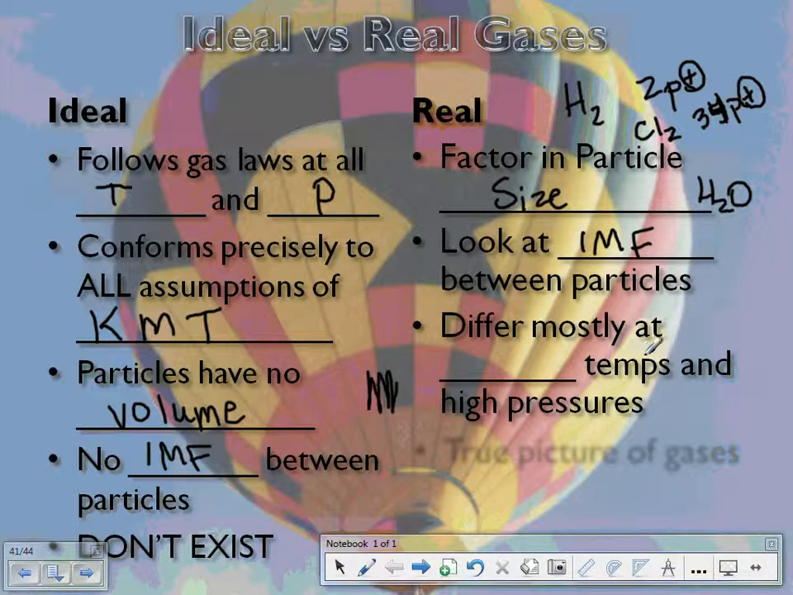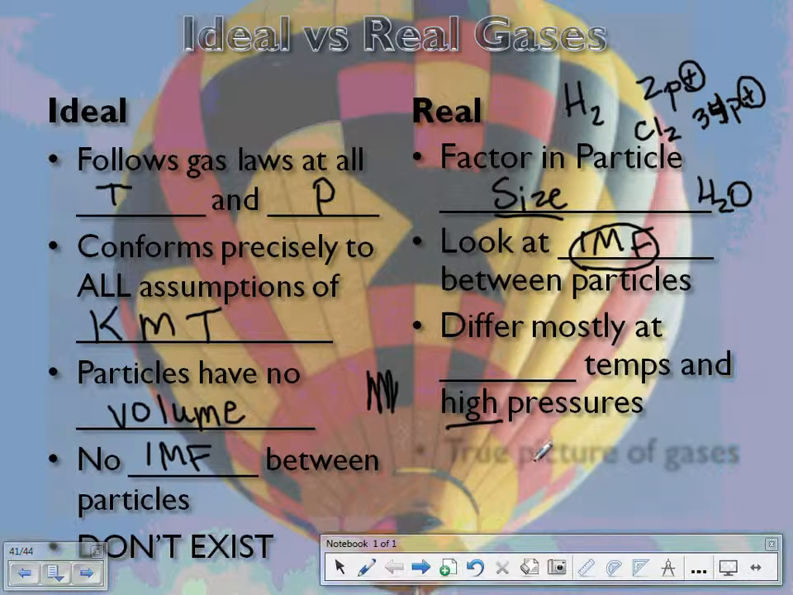Okay, so when would an ideal gas be most different? If we could get the particles really close together, then we would be increasing IMFs, right? And then the particle size would be a bigger factor if the particles were closer together. So if we squish them really close together, so high pressure, we would have a bigger difference.